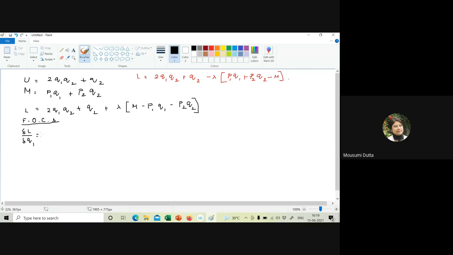So del L by del Q1, del L by del Q2, del L by del lambda. Please derive all these three. I can give them the names L1, L2, L lambda.